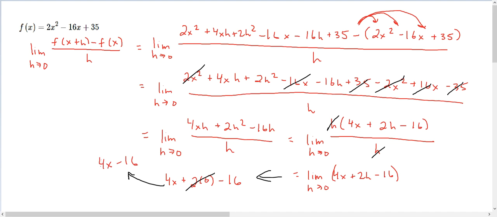Now, to understand what this means, remember in the last video I said that the derivative is just the slope of the tangent lines of the graph at any given point. So this is not really a scalar. This is not just a regular constant, how we usually write slope. This is a function. So what this function is telling us is on the graph of f of x equals 2x squared minus 16x plus 35, which would probably look something like this.